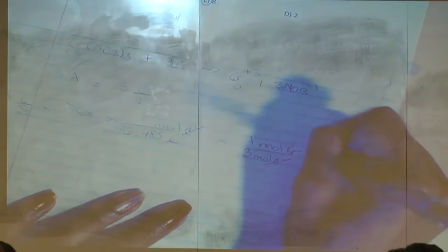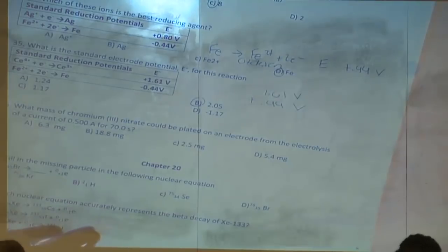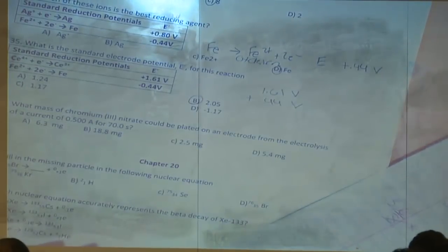Times. And then it all crosses out, and all you have left is grams. So you should get 6.28 times 10 to the -3 grams. I gave this answer in milligrams, so we're just going to times this by 1,000. So it should be 6.3 milligrams, which is A.